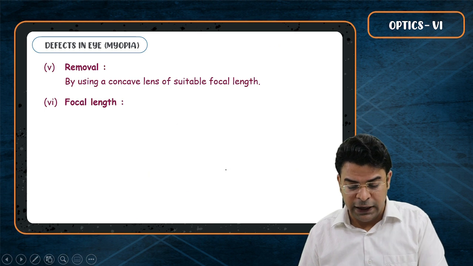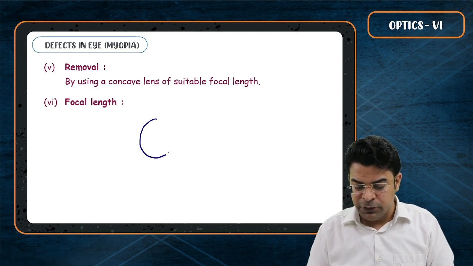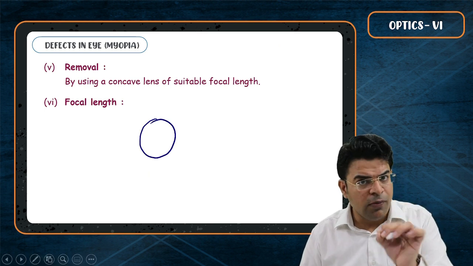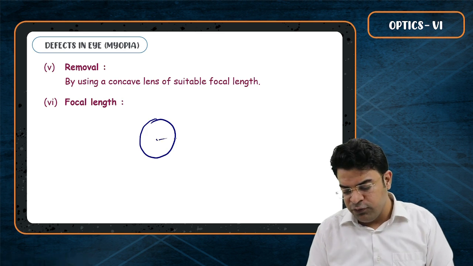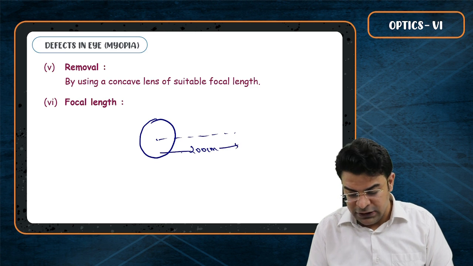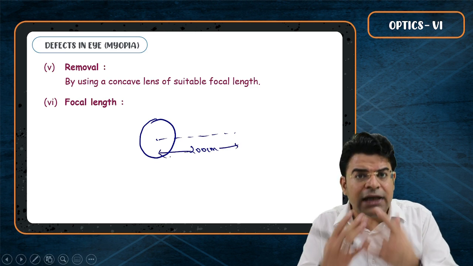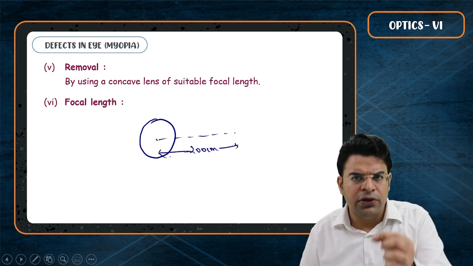Let's take one more example. Let's say there is a person who is suffering from myopia, and the far point for this person is 200 centimeter. You wish to make this person see as good as any healthy human being.